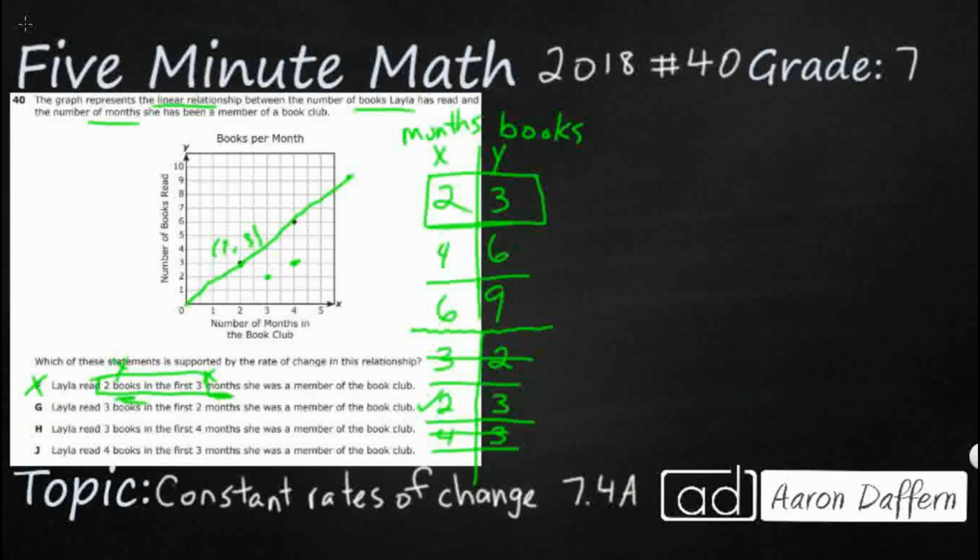And let's try this last one. Layla read 4 books. I'm just going to put that right there, in the first 3 months. So put that as my X. There's my 3, and there is my 4. Ooh, look at that, it looks like we're close. But it doesn't actually look like it's on that line. It's a little bit below. So what we're going to do is say close, but not quite. Our answer here is G.